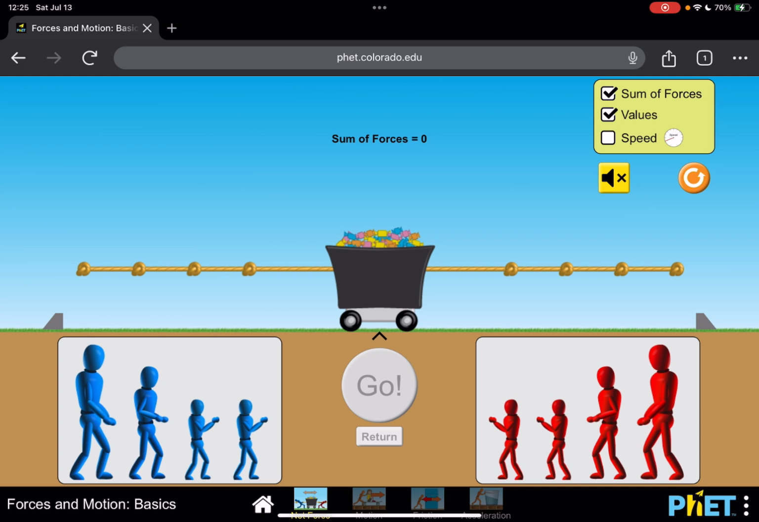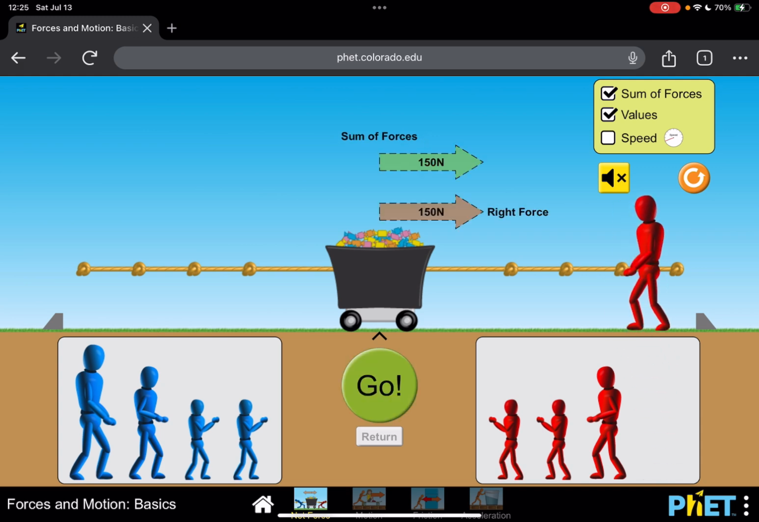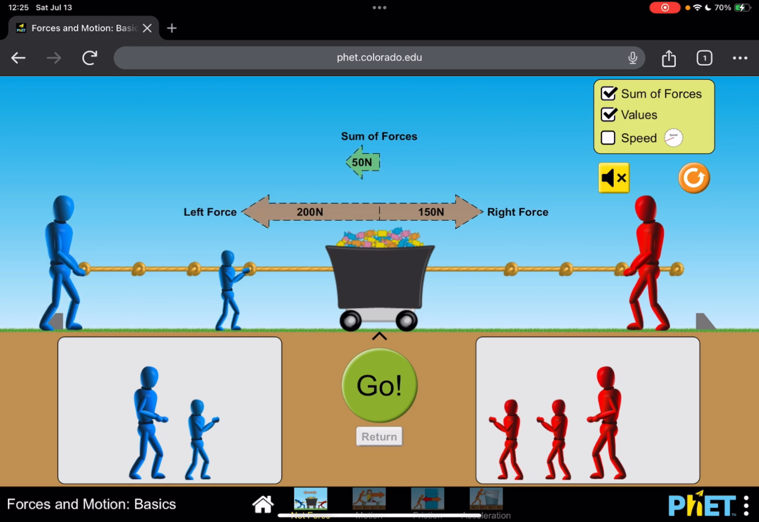Using the simulator, we can play around with this idea. Let's say we have one big person versus one small person. You can notice on the right side we have 150 newtons, and on the left side 50 newtons. The sum of forces is 100 newtons. We could try to balance this out. So here we have two people on both sides, one small, one large, and both sides are pulling with 200 newtons. This makes the sum of all forces 0.